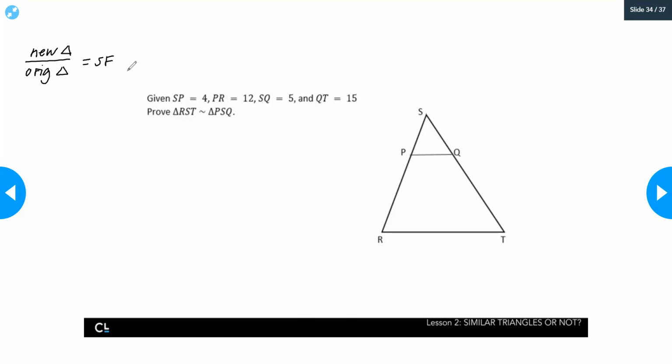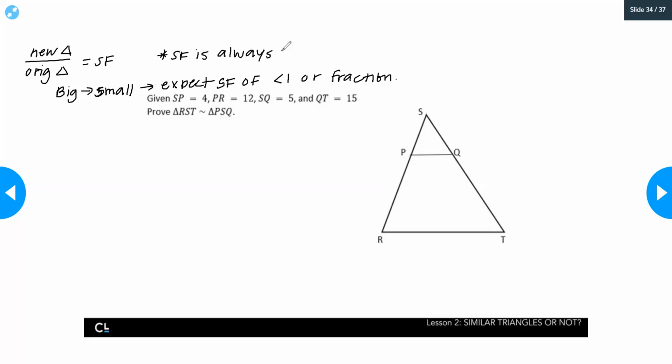Noting that sometimes if we went from big to small, you're going to expect a scale factor of less than 1 or a fraction. It's only when you're going from small to big that you are going to have a larger scale factor. Remembering also that scale factor is always a multiplication.